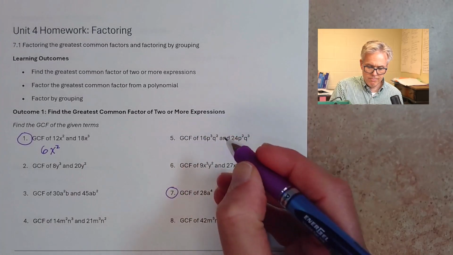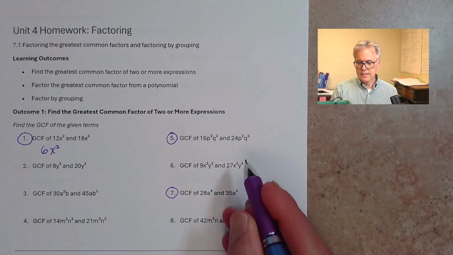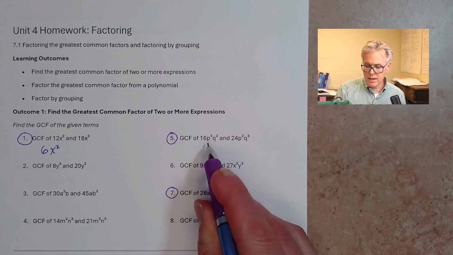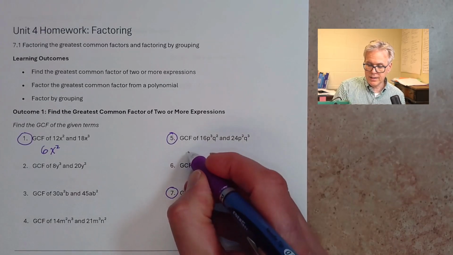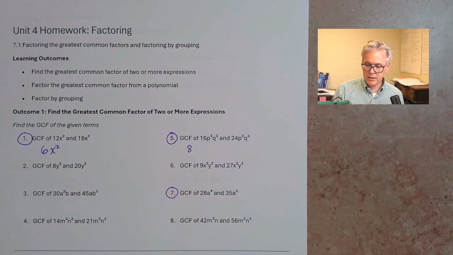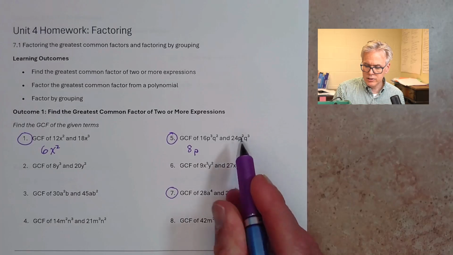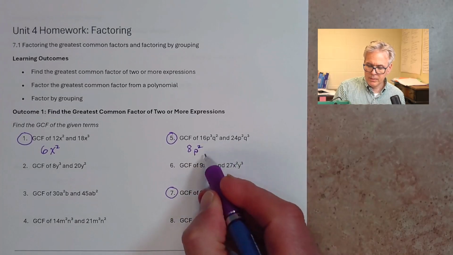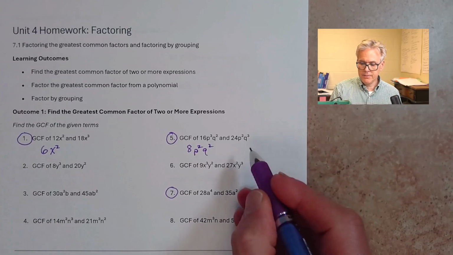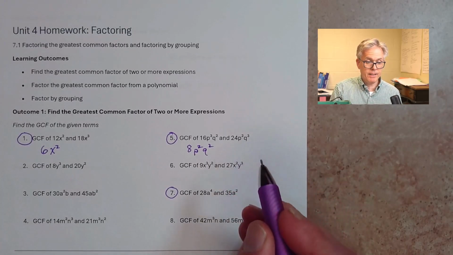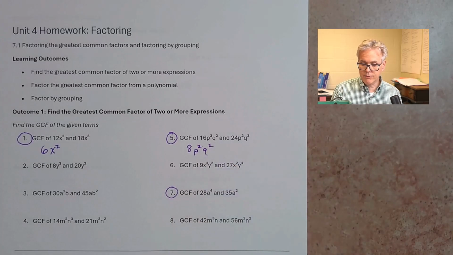Let's do number 5. So here, what number goes into both of these? The biggest number. So 4 does, but so does 8. And 8 is definitely bigger. So we can do an 8, then come down to the variable. So p squared, and then q squared. I definitely cannot pull out a q cubed because I only have q squared here. I only have 2 q's there.